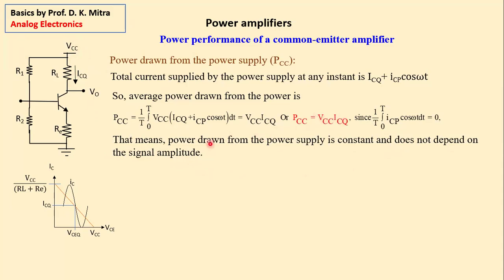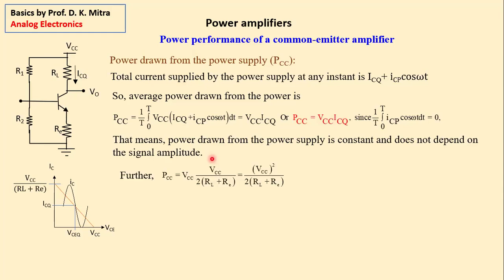You may not use the amplifier, maybe signal input is 0, but this much power will be consumed from the battery. If you give a signal and listen to some sound, then also battery power is only this much. So battery power consumed does not depend upon the signal. And this is one reason why when you are not using an amplifier, you should keep it switched off. Don't keep it switched on, because if you keep it switched on, this much power is always consumed from your battery.